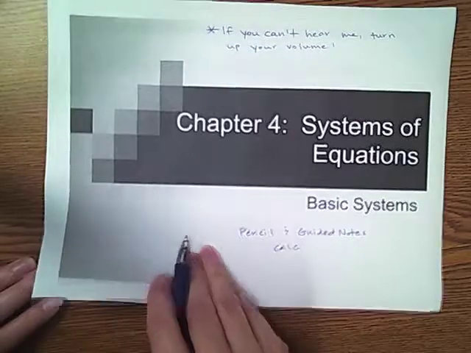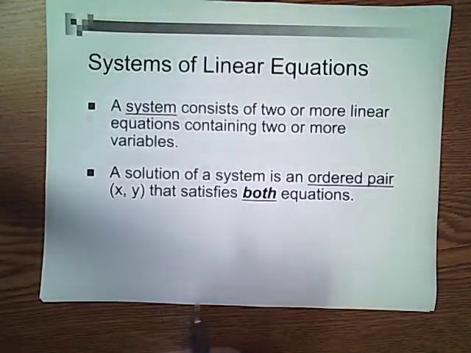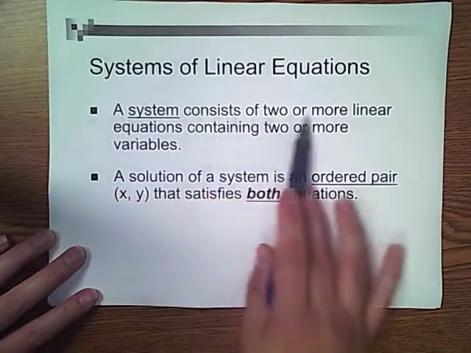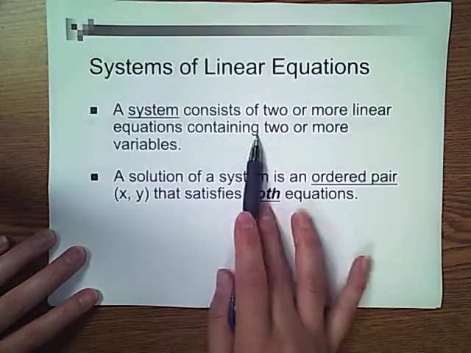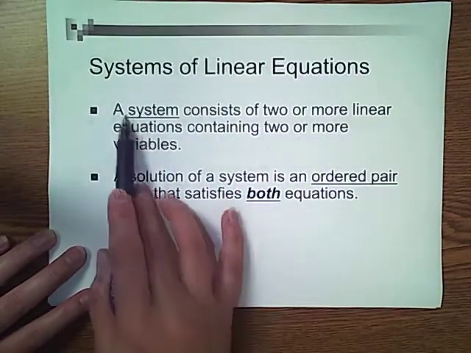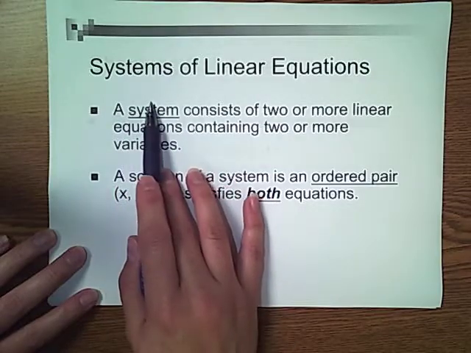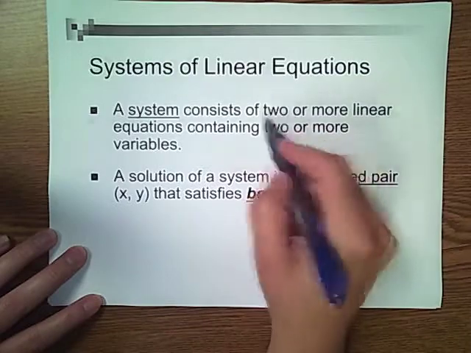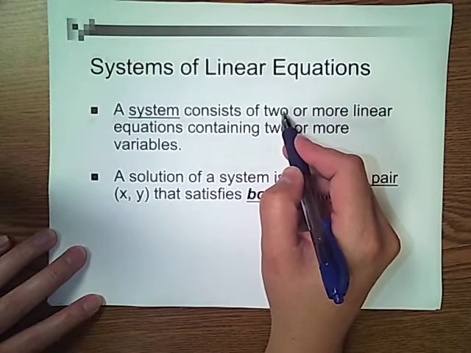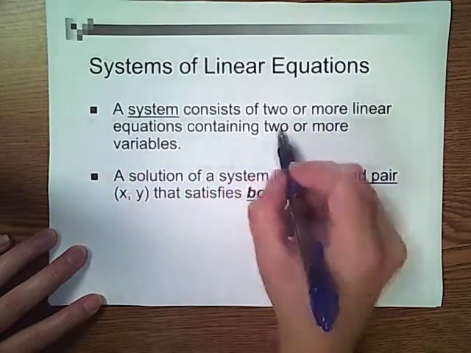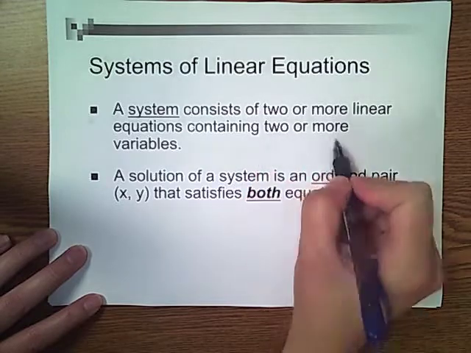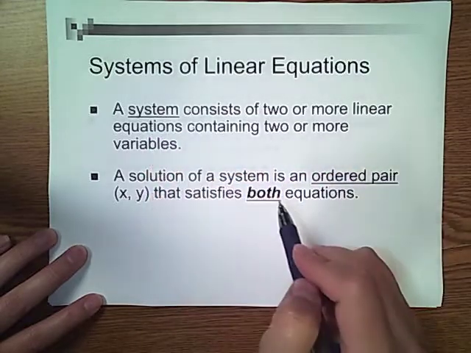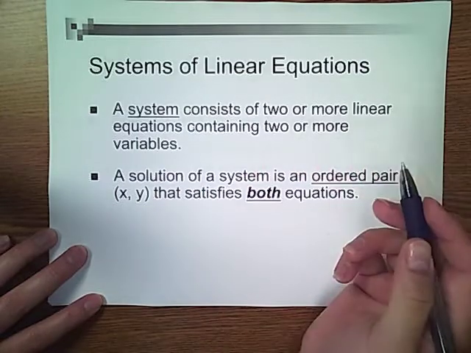All right, first of all, we need to talk about what systems of equations are. Systems of linear equations. A system consists of two or more linear equations containing two or more variables. So you're filling in a blank right here of system. Okay, so we have two or more equations. Mostly we're going to deal with two equations in this chapter because it's new to us. And we have two or more variables. So we're going to have x and y now in all of our systems instead of just x or just y or some other letter.